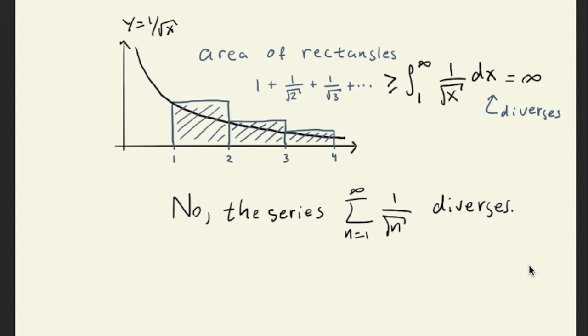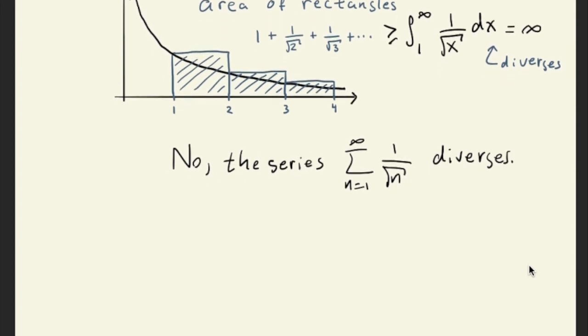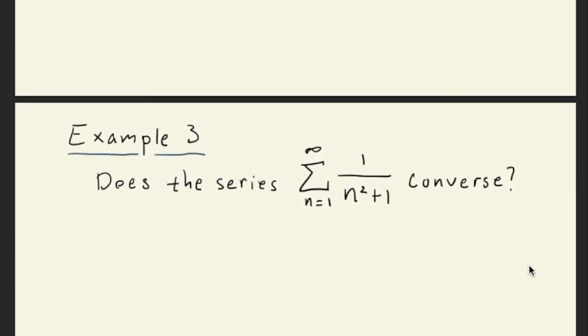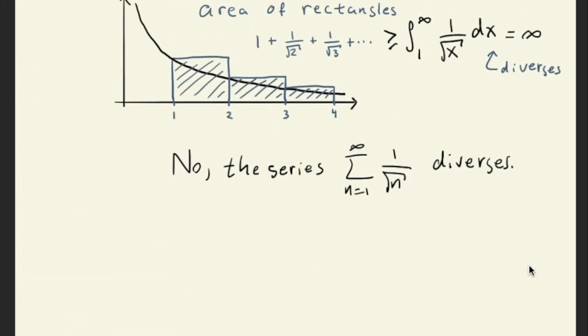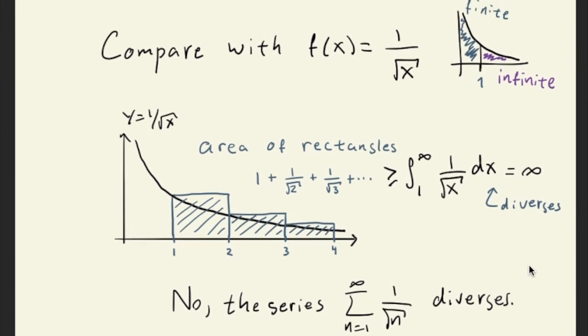All right, so I think the next step, oh, there's one more example that I'm going to do. Okay, so hopefully that makes sense. I don't want to move too fast, so hopefully everything made sense, right? So I drew my rectangles expressing my series as areas of rectangles and compared it to this function. The integral of that function was infinite, so the areas of the rectangles must be infinite as well. Okay, one more example.